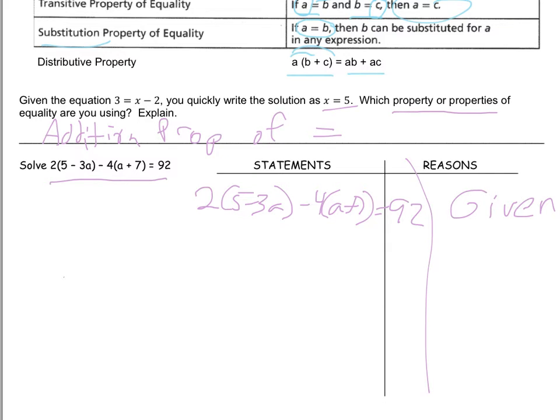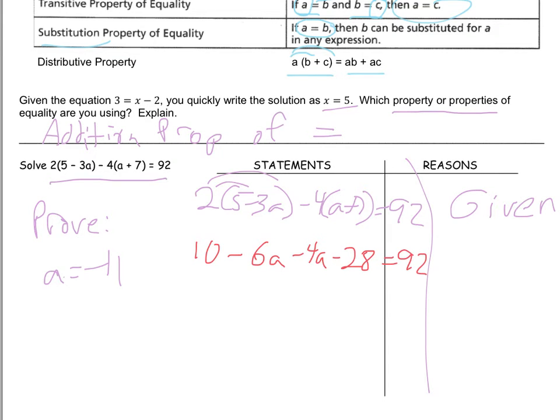Now, this doesn't say it, but we are trying to prove that a equals negative 11. So if we were solving this problem, what would the first thing be that we would do? Well, we would distribute the 2. So 2 times 5 equals 10. 2 times negative 3a equals negative 6a. Negative 4 times a is negative 4a. And negative 4 times 7 is negative 28, and that would be equal to 92.